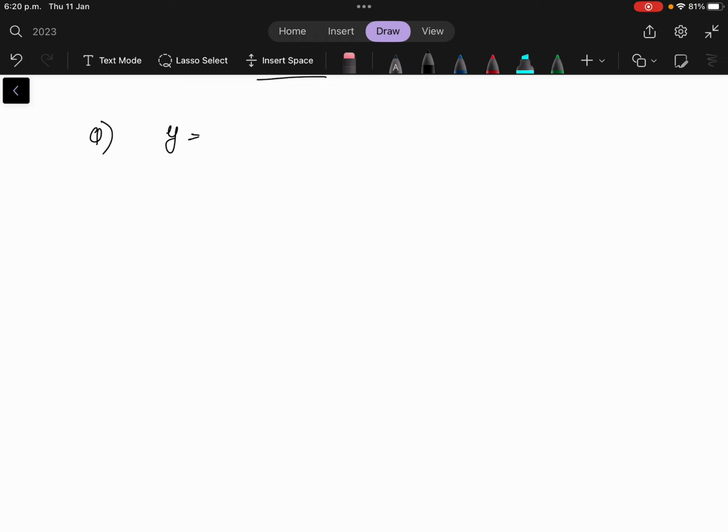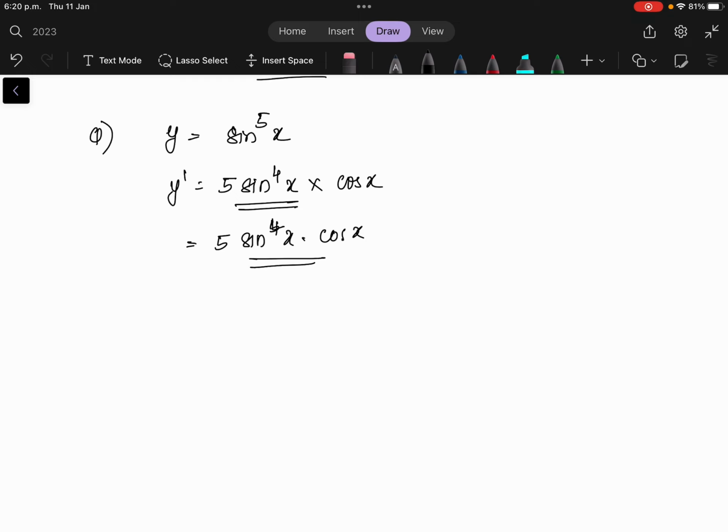Let me give you one more example. y is equal to sine to the power of 5x. When it comes to this one, y dash is equal to 5 sine to the power of 4x, and then differentiate the inside, which is cos x. So it is 5 sine to the power of 4x cos x. It's pretty simple.